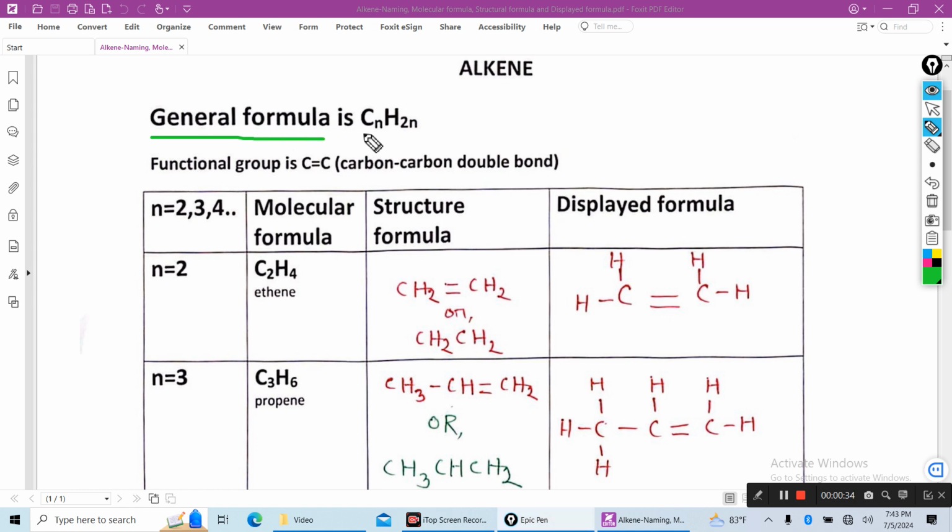General formula of alkene is CnH2n. That means Cn means carbon number, and hydrogen will be twice the number of carbon, double of carbon. Functional group of alkene: carbon carbon double bond. I mean, if a hydrocarbon has a carbon carbon double bond, that homologous series will be alkene. Alkene must have at least one carbon carbon double bond.